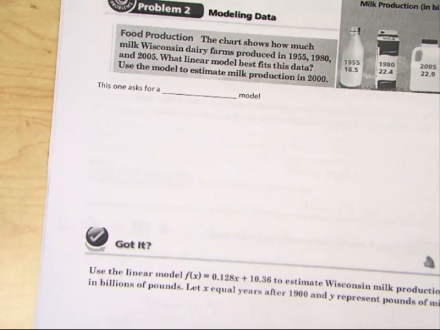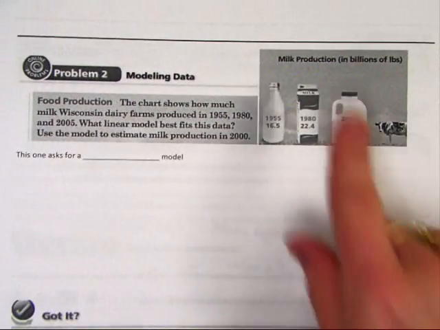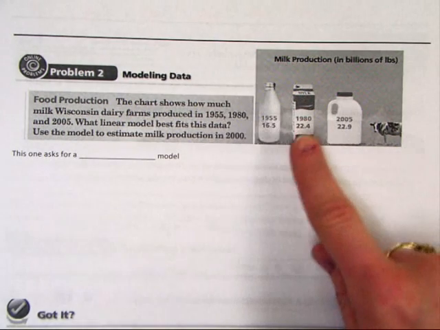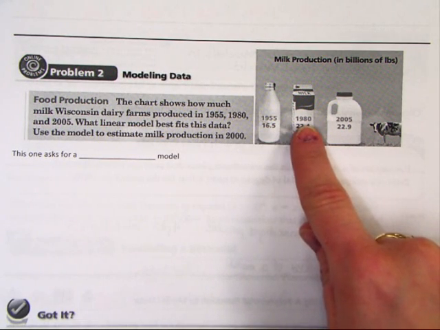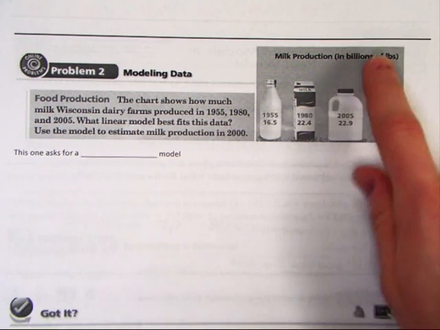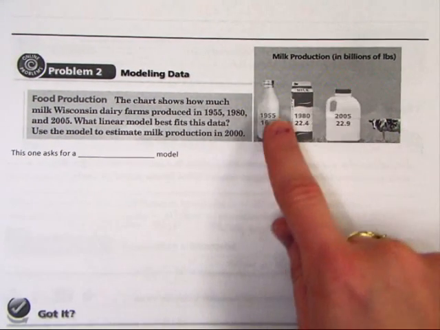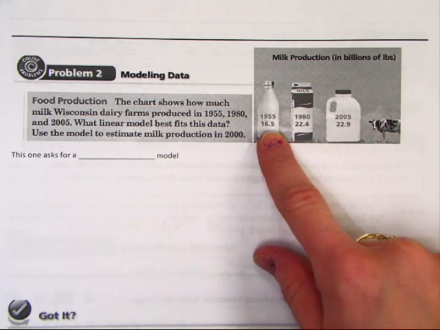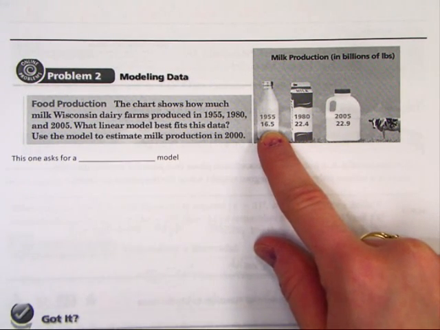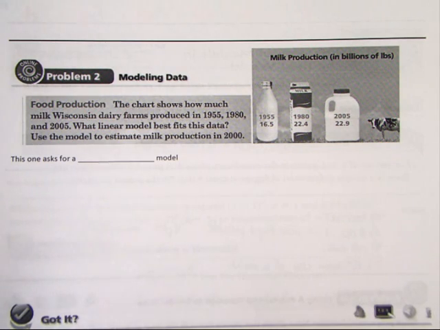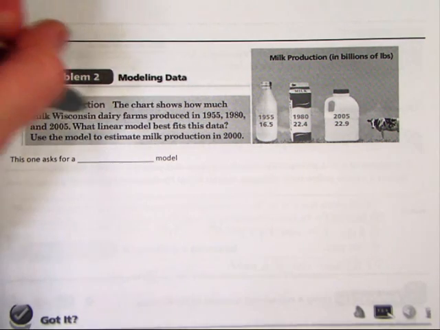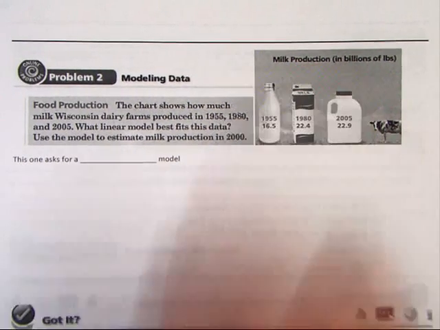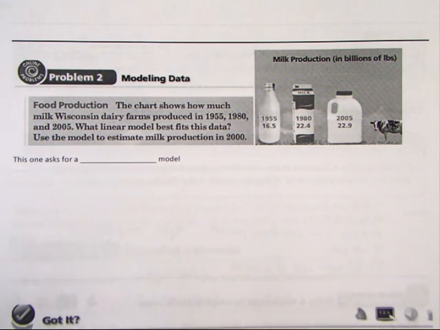All right, we'll do the got it together in class, and we'll move on to problem 2. Modeling data. We have the milk production, and that is for 1955, 1980, and 2005. These are in billions of pounds. So in 1955, there was 16.5 billion pounds of milk made in, I think it's the United States, I would assume, but I don't know. Actually, look at this, it's just for the Wisconsin dairy farms. So this chart shows how much milk the Wisconsin dairy farms produced in 1955, 1980, and 2005.